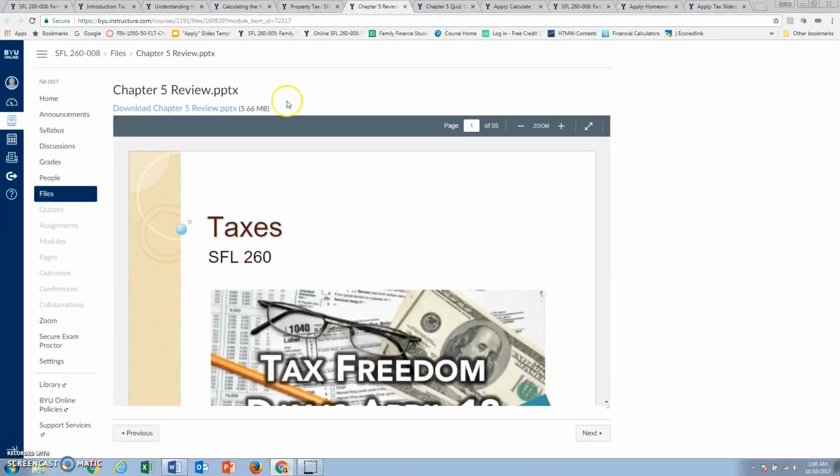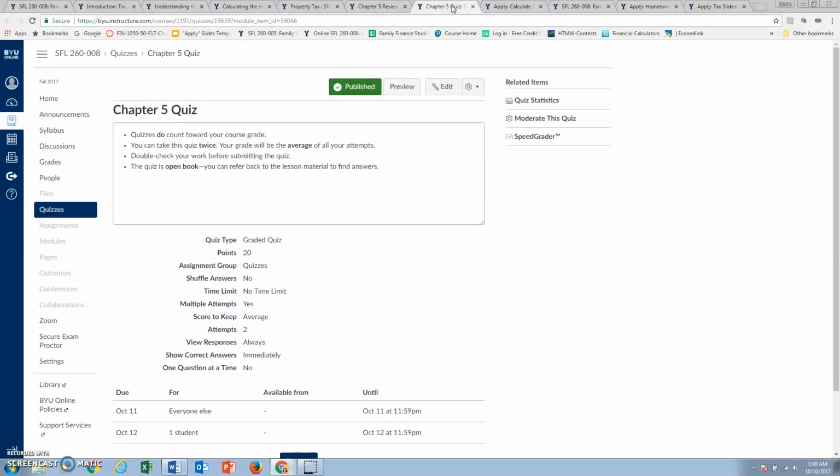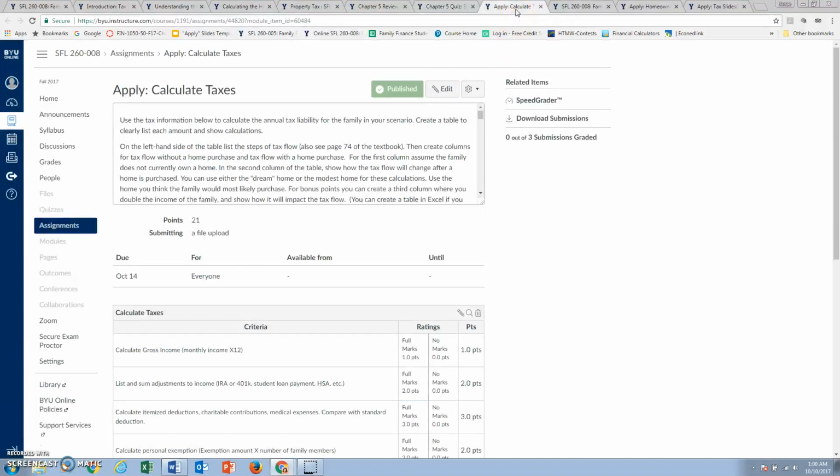Here's the PowerPoint, so if you'd like to use that as a resource as well, you can scroll through there. Then you have your Chapter 5 quiz. As you do this Chapter 5 quiz, you're also going to go through the steps of taxes, and that's going to help you as well on the apply assignments. So you're going to get here to this apply assignment that is calculating taxes.